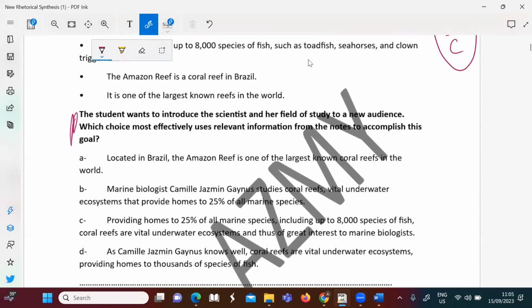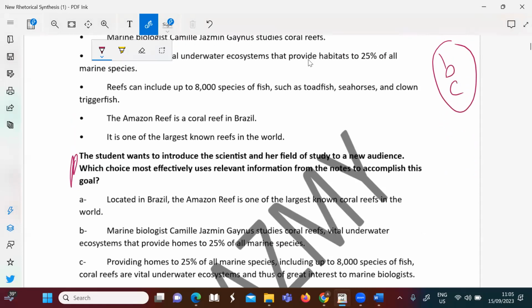Okay, يلا حسام. I want you to differentiate between B and C. And how can you mainly depend on just the prompt? Analyze the stem, Husam, please. The student wants to introduce the scientist and her field of study to a new audience. حلو جدا. We have 3 clues here. What are those 3 clues that all must be mentioned or elaborated in the choice? Number 1, scientist, the field of study, and what? To a new audience. And the audience are what? New and unfamiliar. Very good.